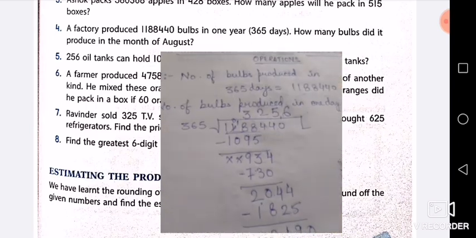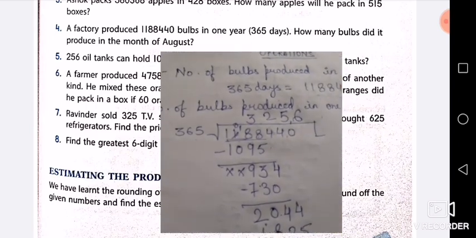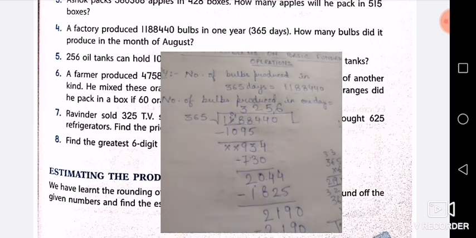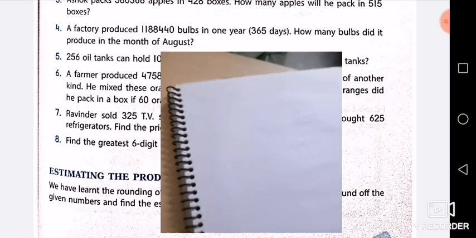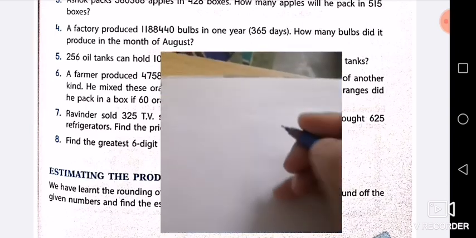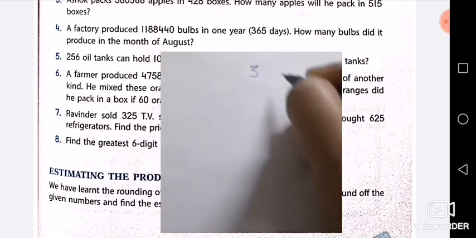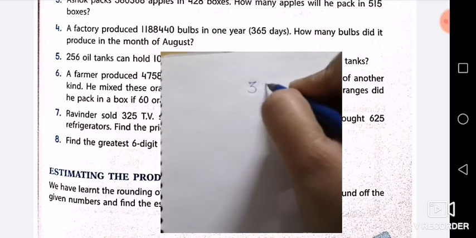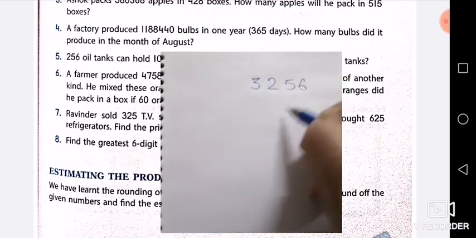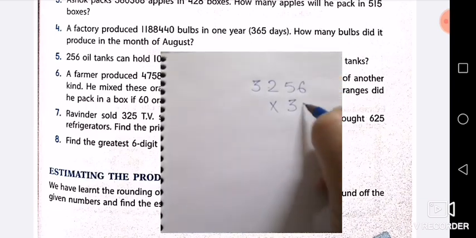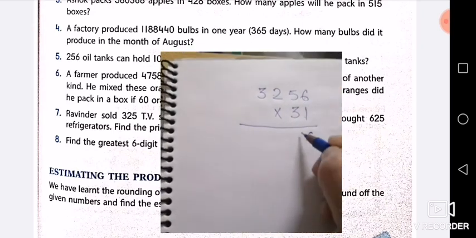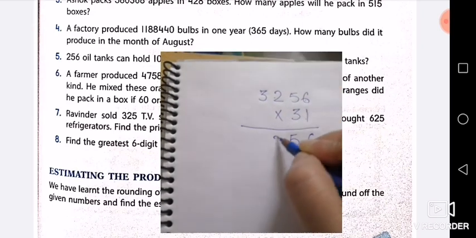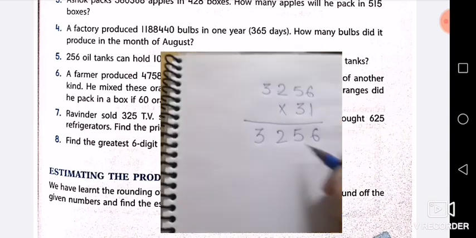Now the number of bulbs means 3256 will be multiplied by 31. So we'll do the multiplication now. 3256 will be multiplied by 31. 1 6 is 6, 1 5 is 5, 1 2 is 2 and then 1 3 is 3.